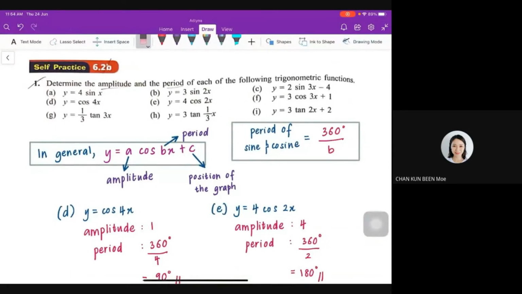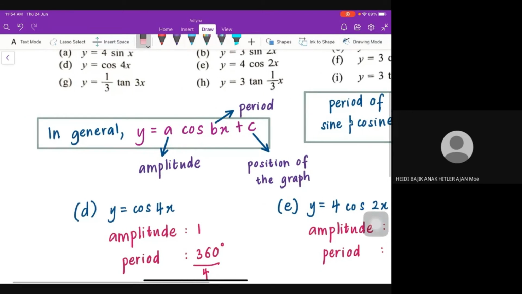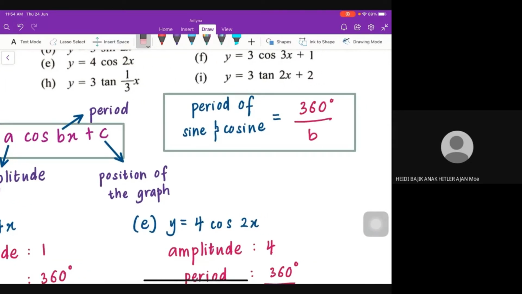Can you see my screen? Yes. Okay, so I'm going to present self-practice 6.2b. Determine the amplitude and the period of each of the following trigonometric functions. I'm going to do question D, E, and F. In general, y equals a cos bx plus c, where a is the amplitude, b determines the period, and c determines the position of the graph. To find the period of sine and cosine functions, the formula is 360 degrees divided by b.